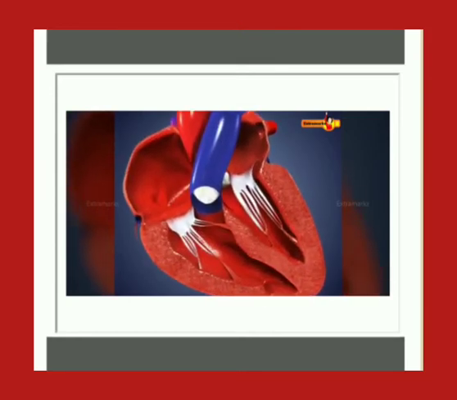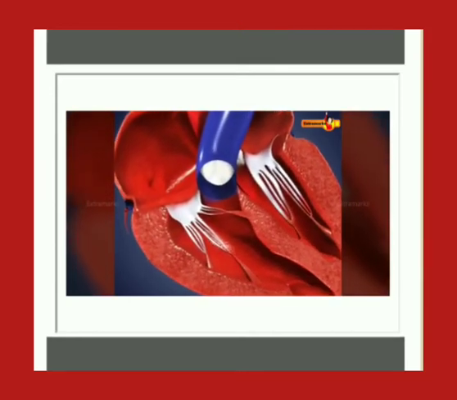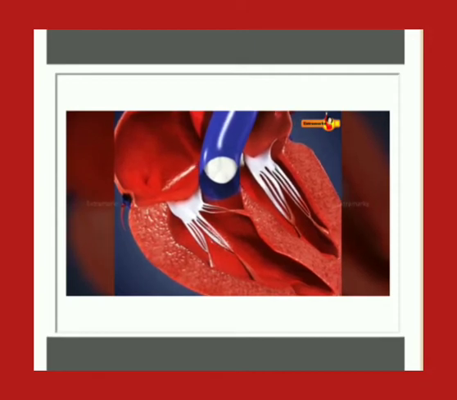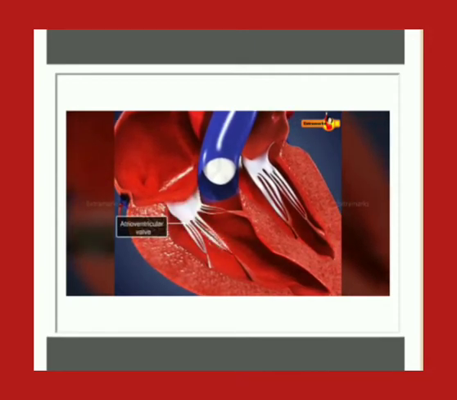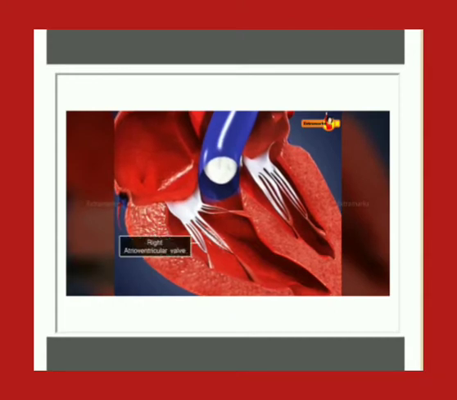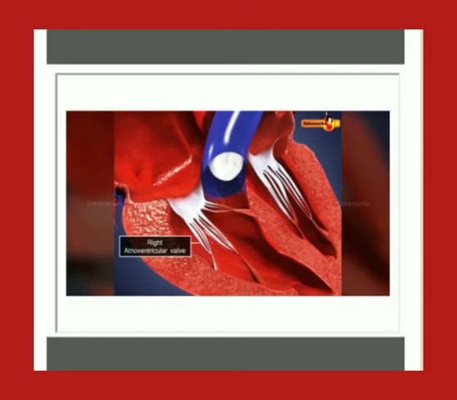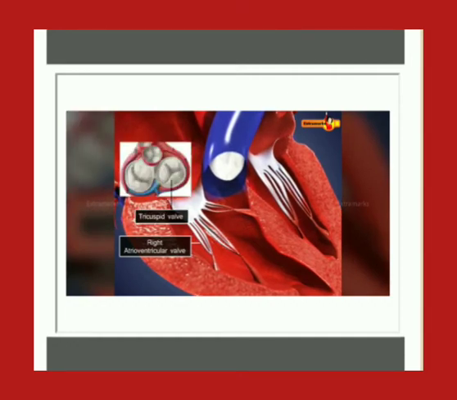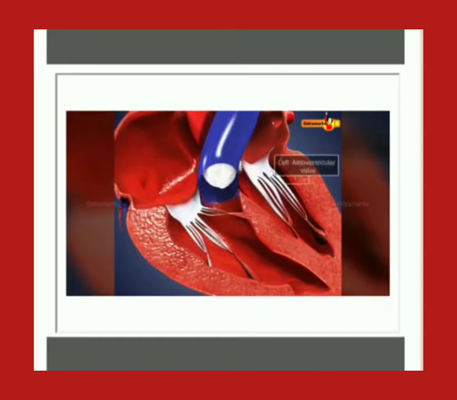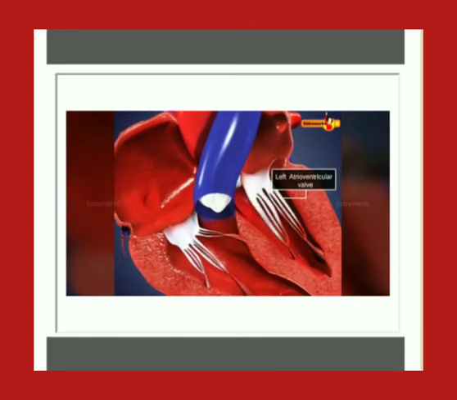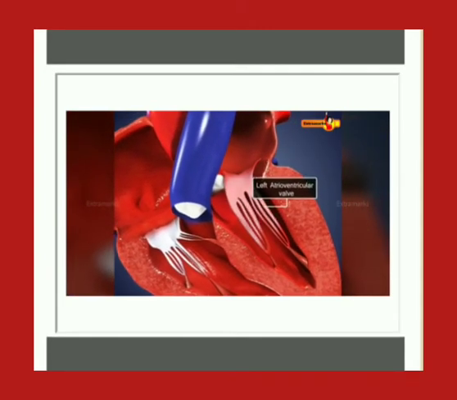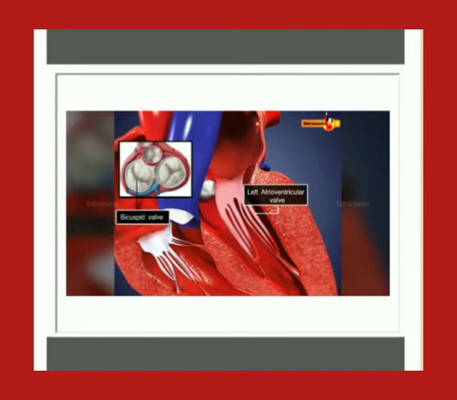The opening between the atrium and the ventricle is guarded by a valve called atrioventricular valve. The right atrioventricular valve consists of 3 cusps and is called tricuspid valve. The left atrioventricular valve consists of 2 cusps and is called bicuspid valve.